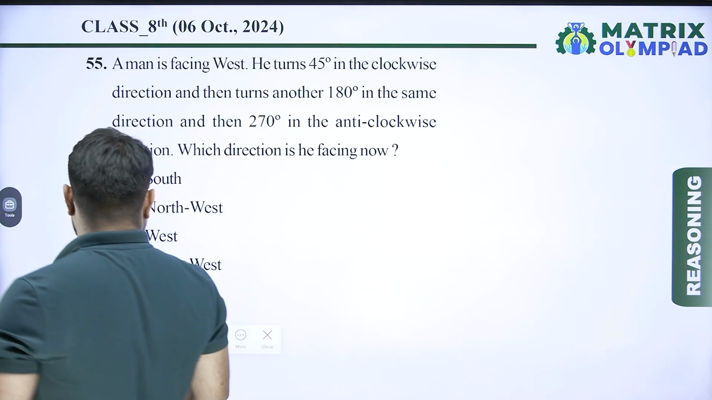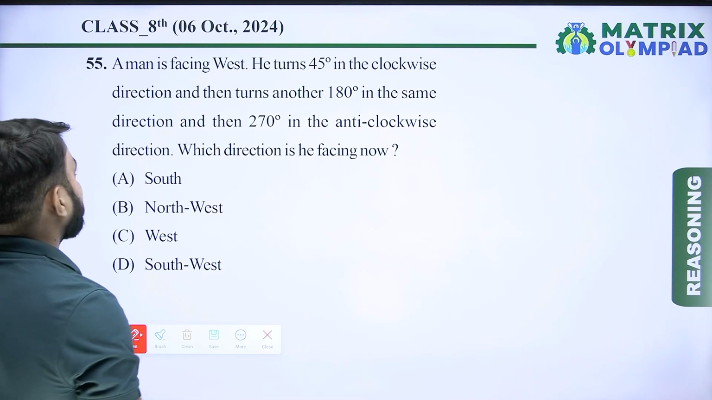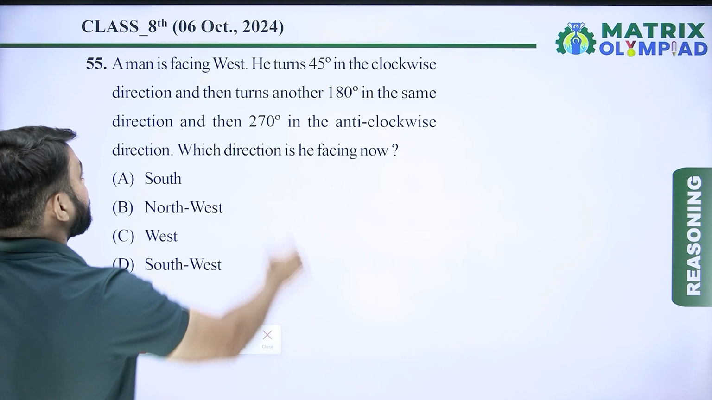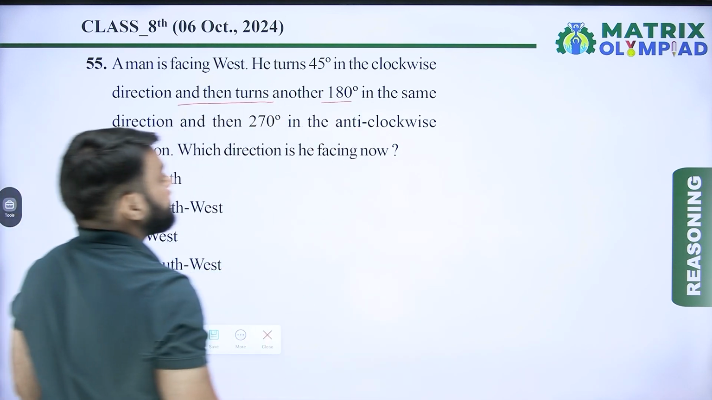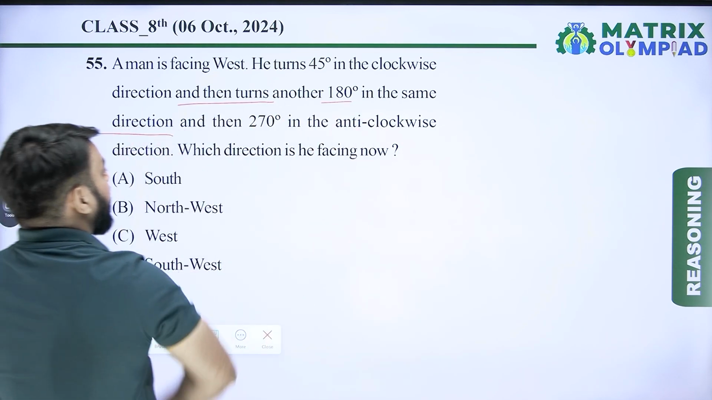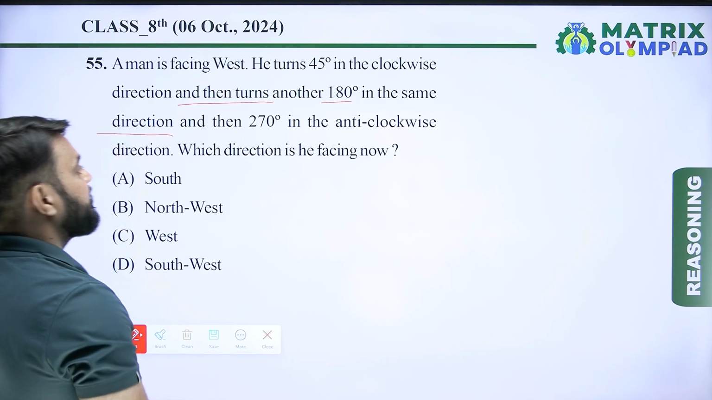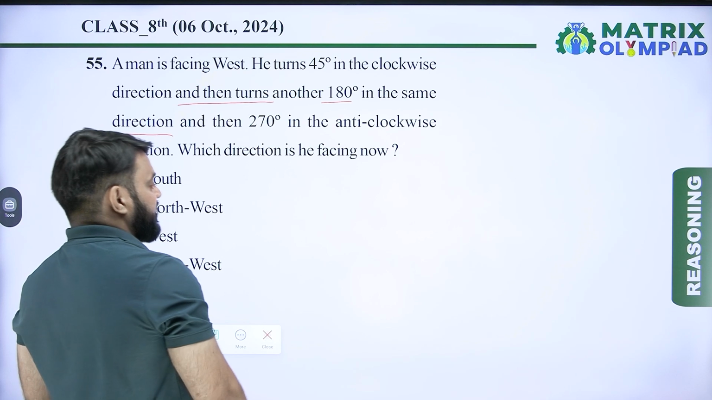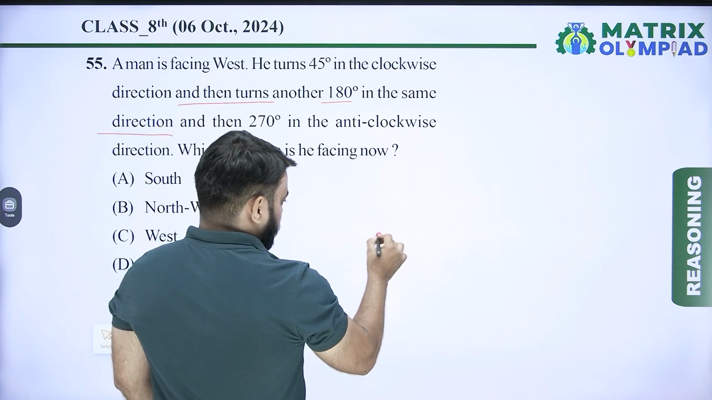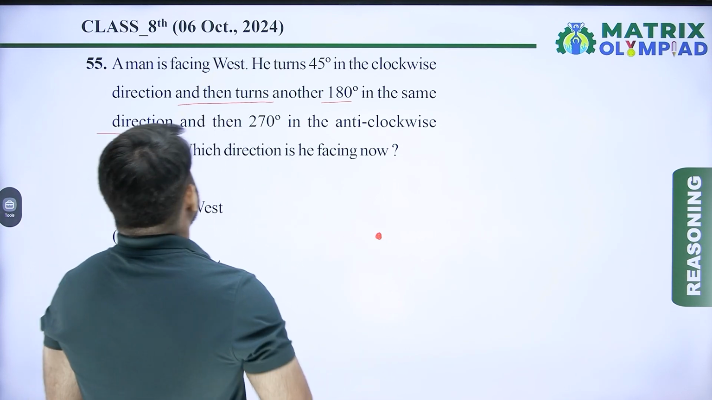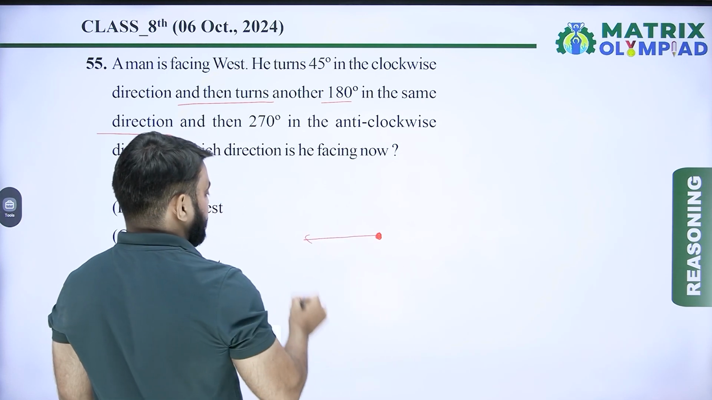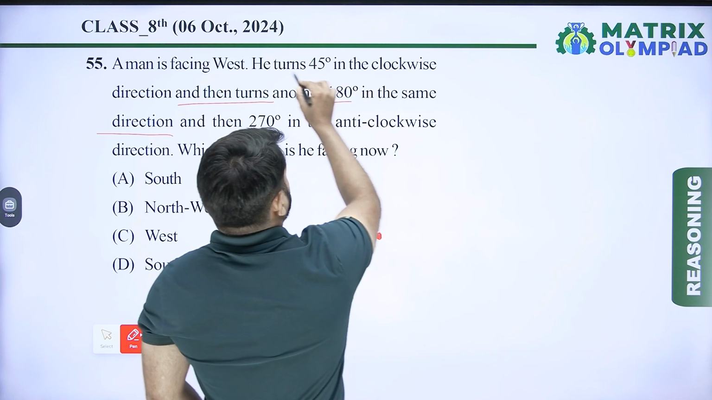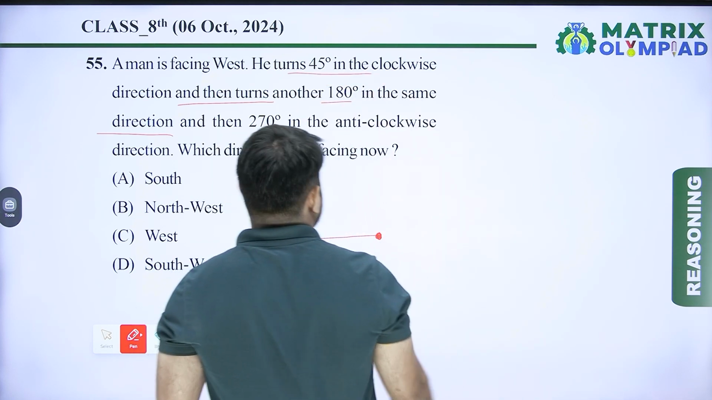So the next question is question number 55. A man is facing west. He turns 45 degree in the clockwise direction and then turns another 180 degree in the same direction and then 270 degree in the anti-clockwise direction. Which direction is he facing now? So the starting facing of the man was in the west direction. This is the starting facing of the man. Now the man turns 45 degree in the clockwise direction.